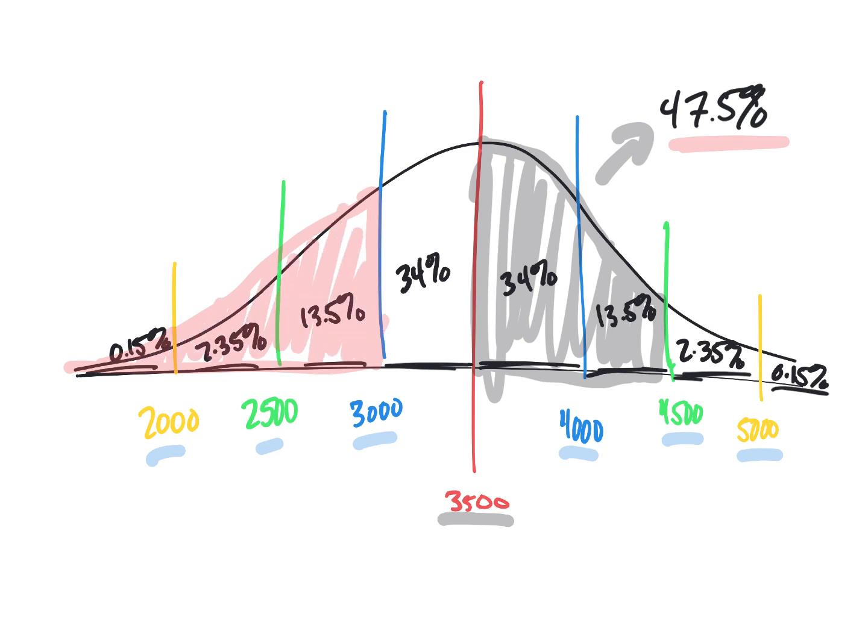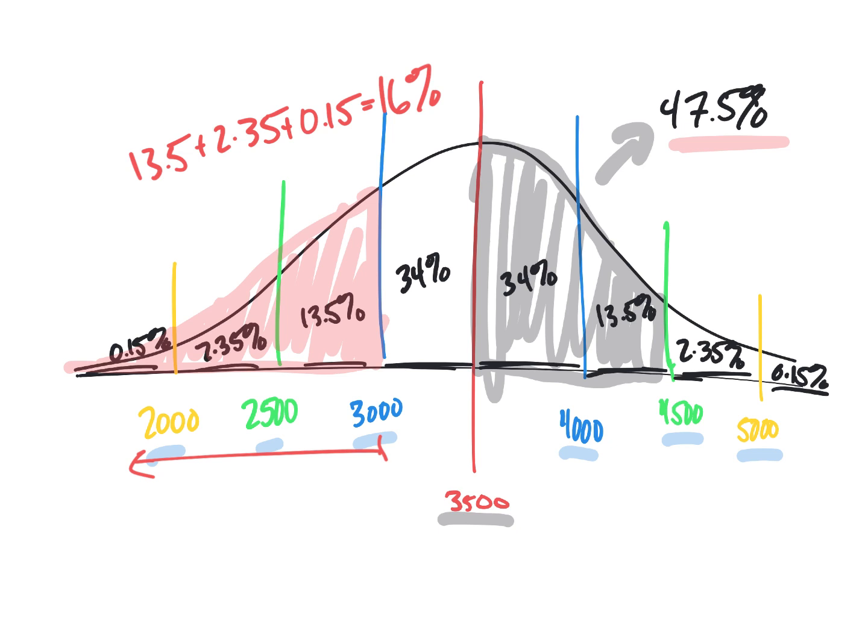And so that means we have to take these three numbers and add them together. So 13.5 plus 2.35 plus 0.15 equals 16%. And so 16% of the data is what we would expect to find below 3,000. So from here over should be about 16% of the data.